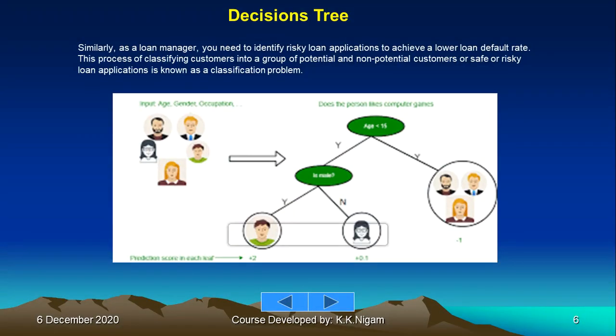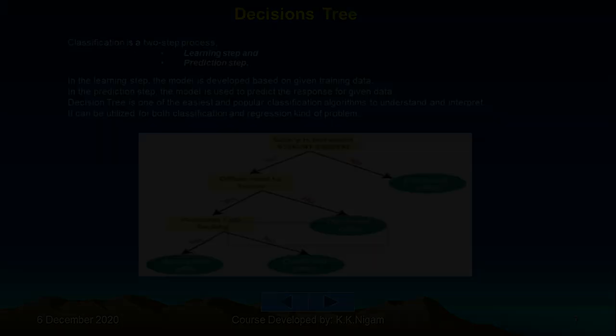Similarly, in another example, suppose you are a loan manager in a bank or a financial institution. You need to identify risky loan applications to achieve a lower loan default rate, because there are so many applications submitted for loans, and it is very difficult to segregate which one is risk free and which one is the risky application. So this process of classifying customers into potential and non-potential customers, or loan applicants into safe or risky, is known as a classification problem.